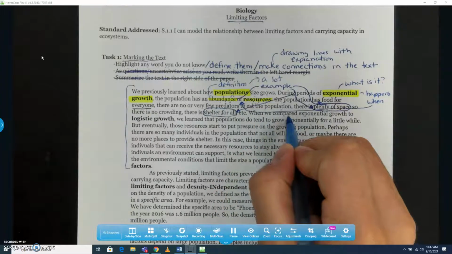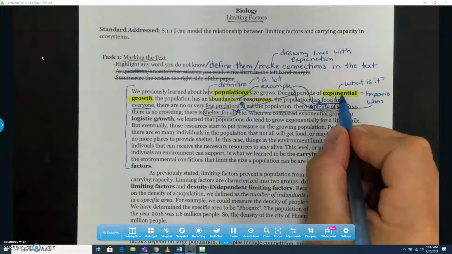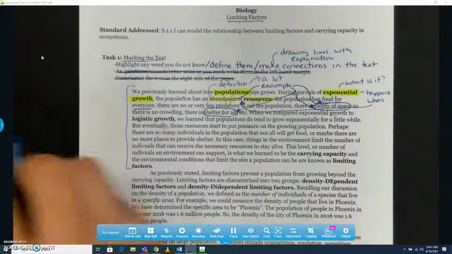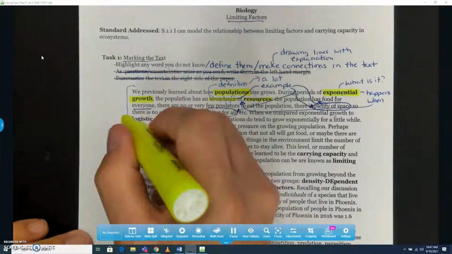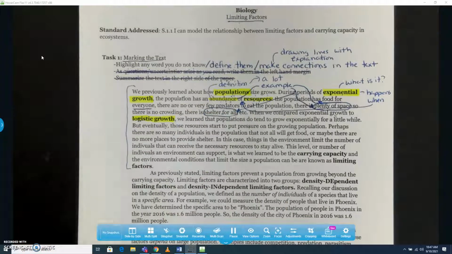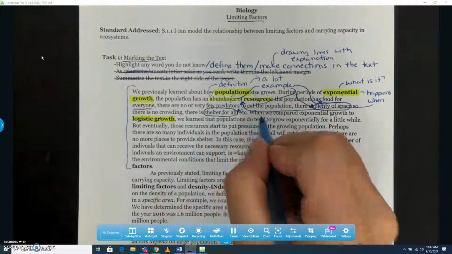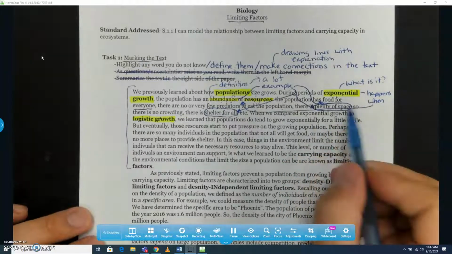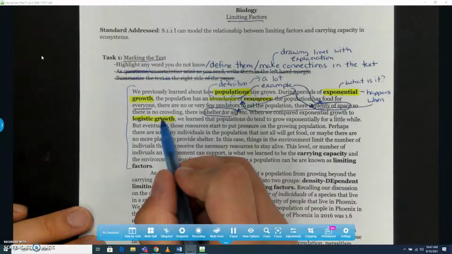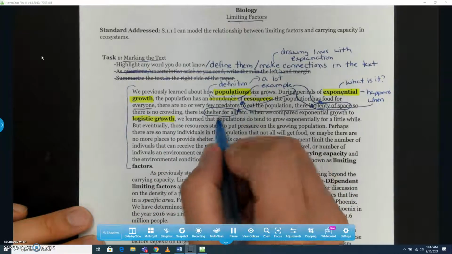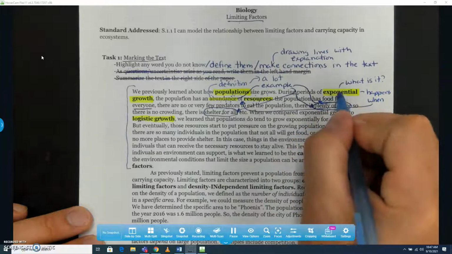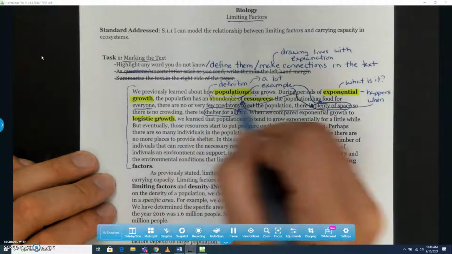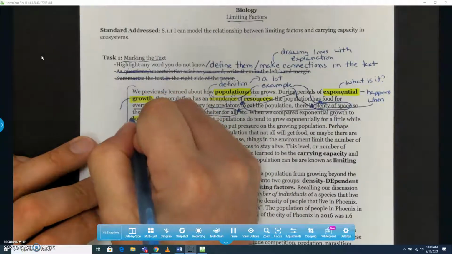Moving on. When we compared exponential growth, okay, I already highlighted it here, so I'm not doing it again. When I compared exponential growth to logistic growth, we learned that populations do tend to grow exponentially for a while. Okay, so if this is a population growth and this is a population growth, I'm reading here that populations do grow this way for a little while. That means that there must be something in common with these two growths.